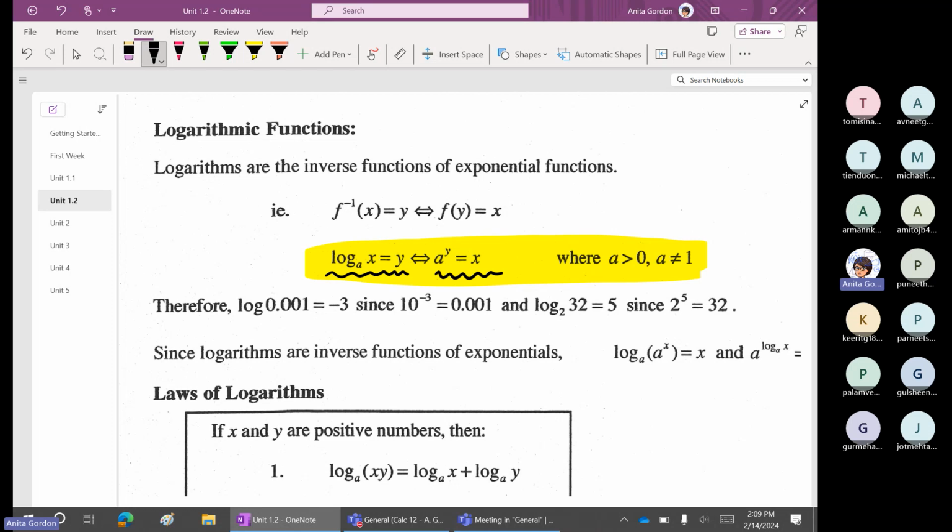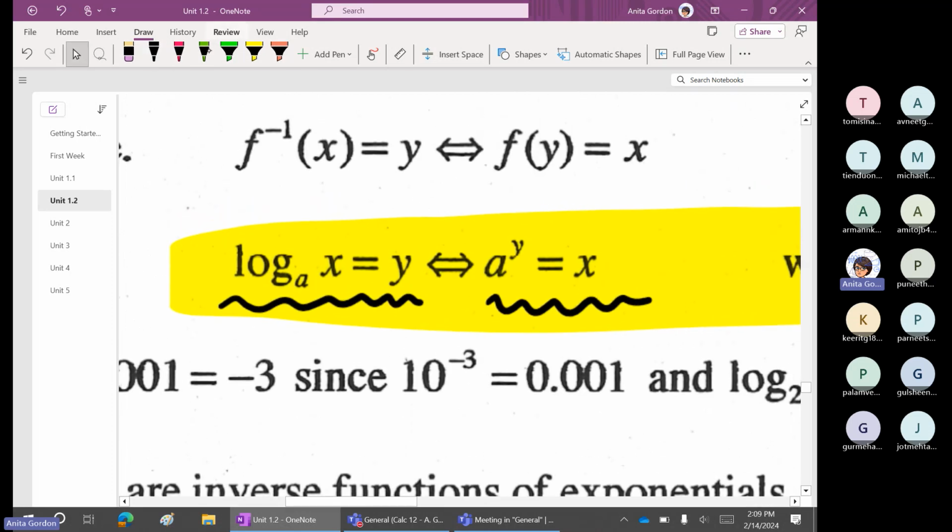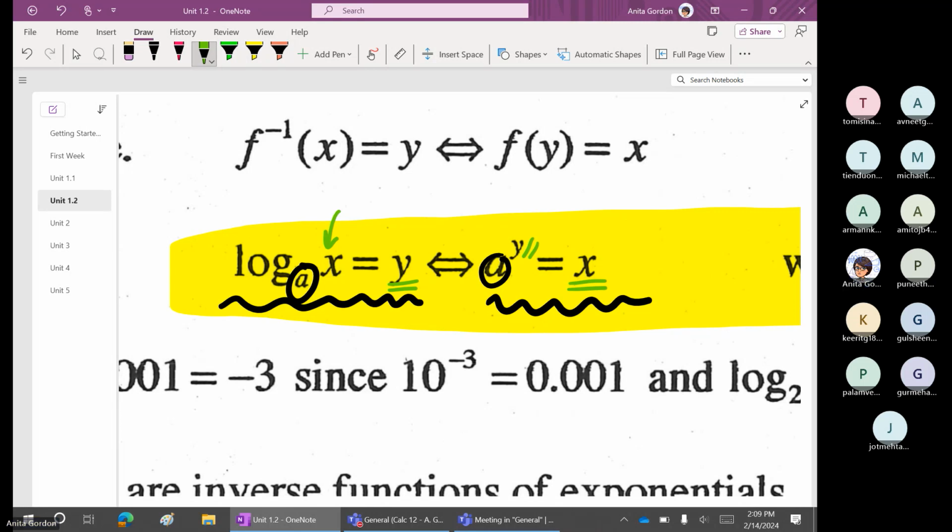The way that I remember this kind of thing is by saying the base of the log is the base of the exponential. Base is base. And then whatever is inside the log is my answer. Whatever's on the other side is my exponential. Not really a great way to remember that part, but I just remember the base part.